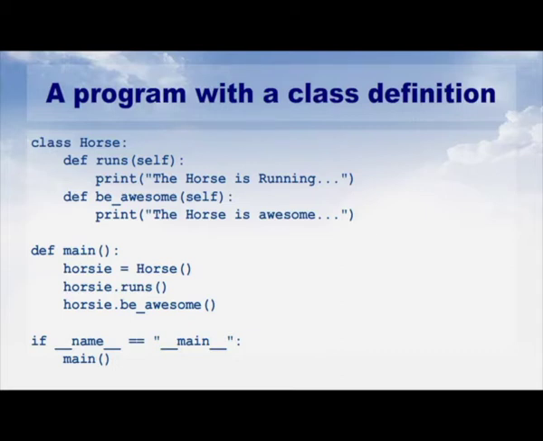Now, I create the main method, def main, wherein within the main method I create an object, and the object is horsey equal to horse. This statement creates an object called horsey based on the class horse. Now, I simply use the dot operator to access the methods runs and be awesome, horsey dot runs followed by horsey dot be awesome, and when you execute this program, the output appears as shown in the figure.